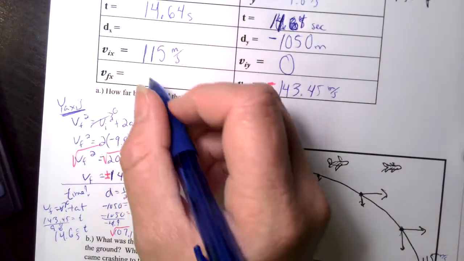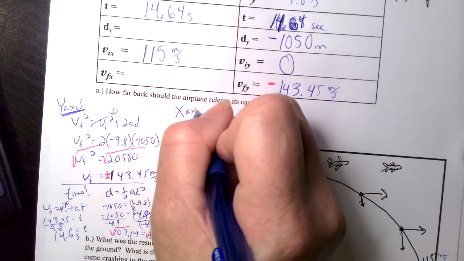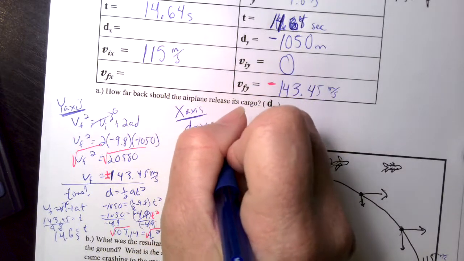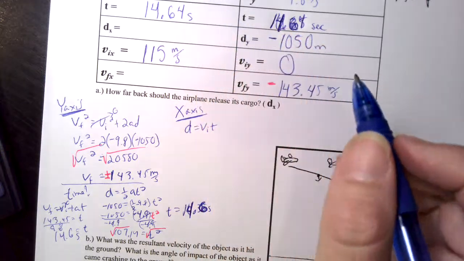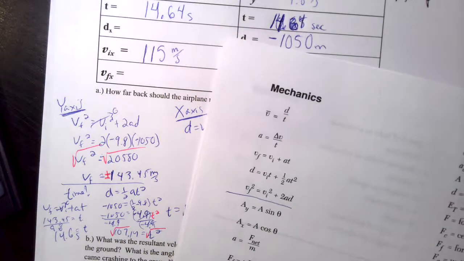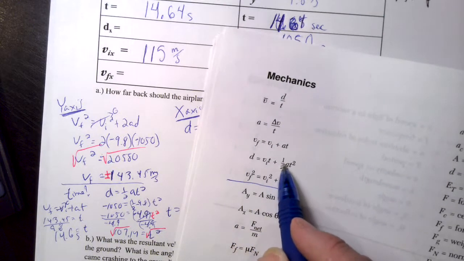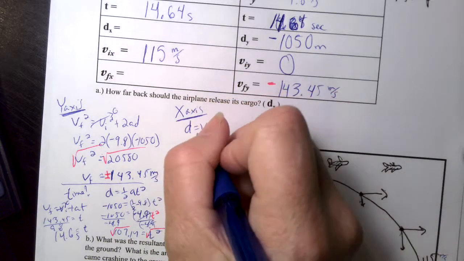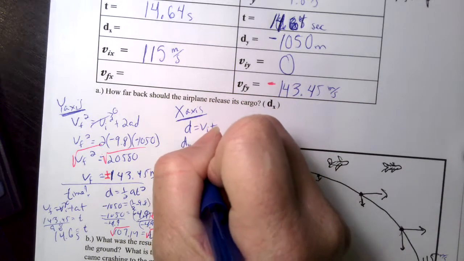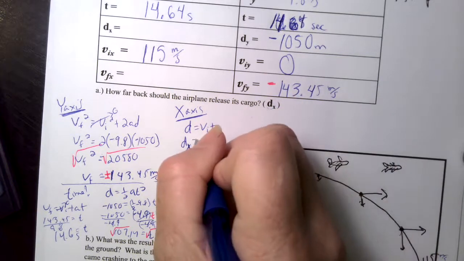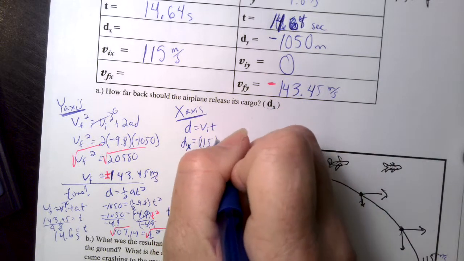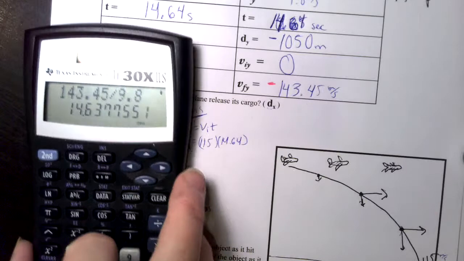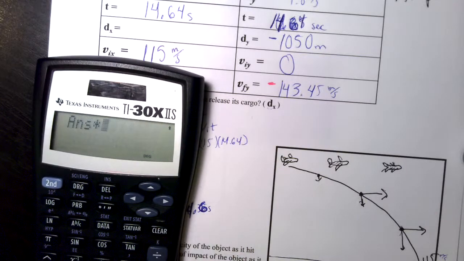Now I've got time. Now I'm looking at the x-axis. D equals V initial T. I've got to pick one. I'll pick this long one right here, but then this part goes to 0, so I'm just left with this section. I know my T, I know my V, and my D, the range, is what I'm looking for here in my DX. It's 115 times 14.64. I'm just going to multiply right now.